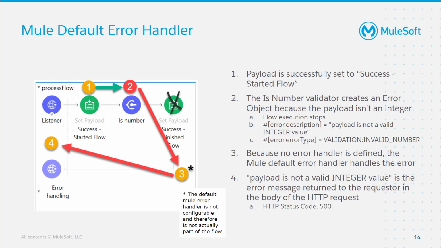As you can see, we use the same example as before, but this time, we simply don't define an error handling scope. As mentioned before, when no error handling scope is defined, the error is handled by the Mule default error handler, which simply propagates the error. This action is very similar to that of an onErrorPropagate scope with no processor defined in it. Therefore, the error object description is returned to the HTTP listener with an HTTP status code of 500.